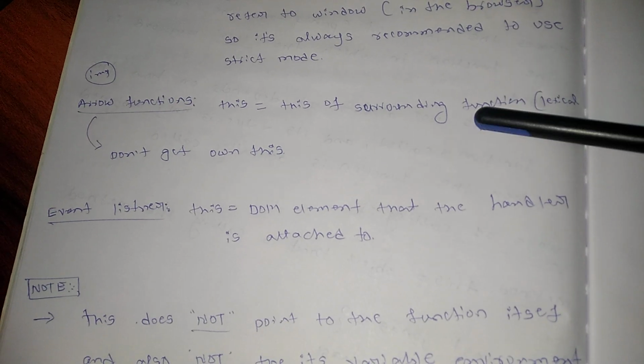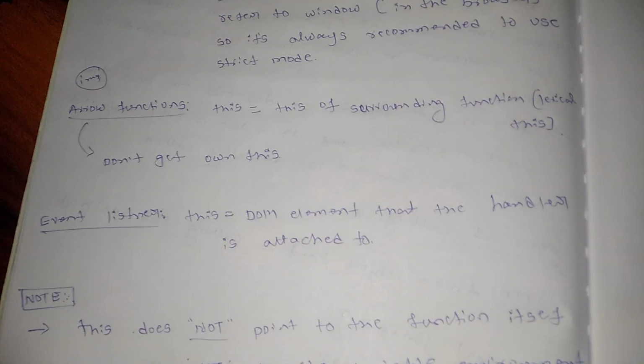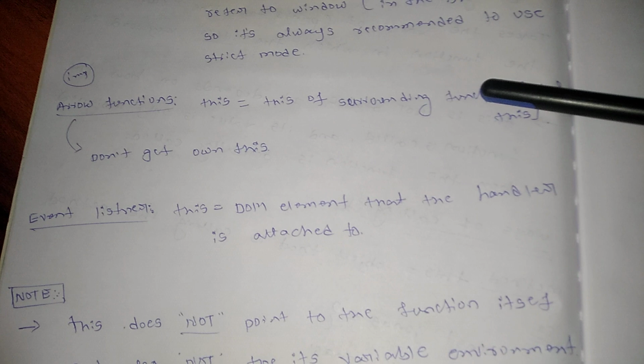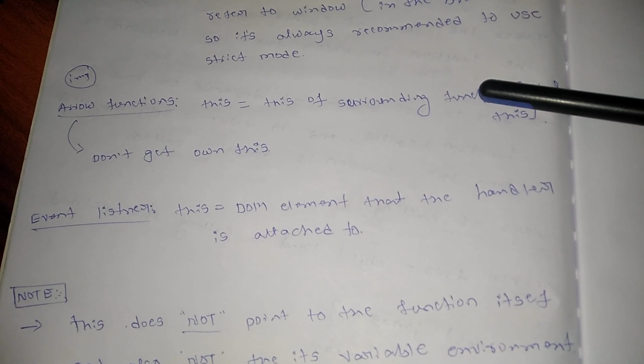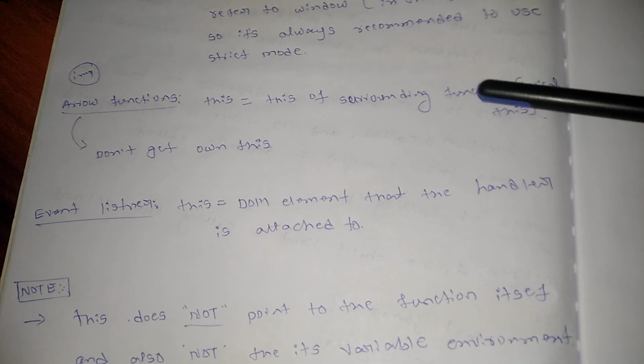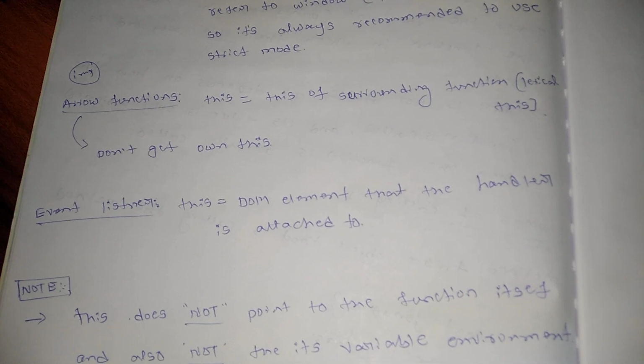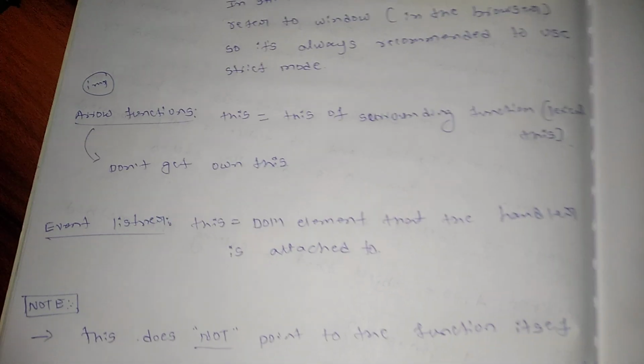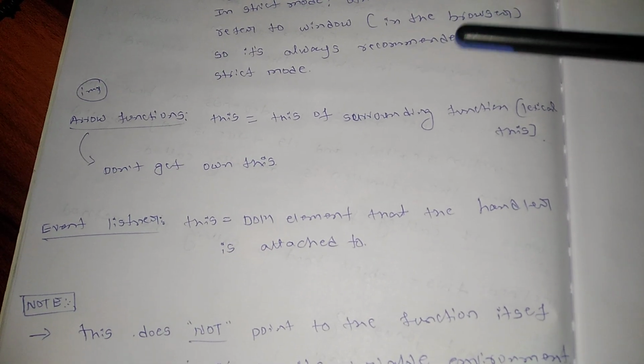And after that, arrow functions, this is interesting. Actually, arrow functions don't have any this keyword. So they will be referring to the parent, or the one which has the higher scope. So that is the global scope variable. So basically we say this is lexical.